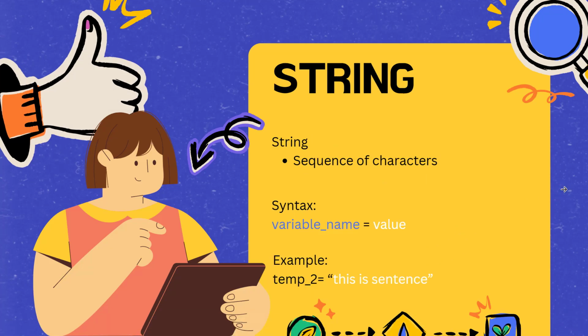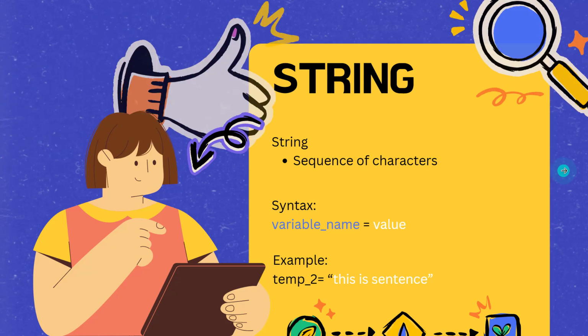Temp1 is the variable name and 12 is the value for that variable name. Strings. It means a sequence of characters. Here we can see the syntax, which is the same as that of the numerical data type. The difference is that in a string we write the values inside double quotes, but numerical values are written without these quotes.